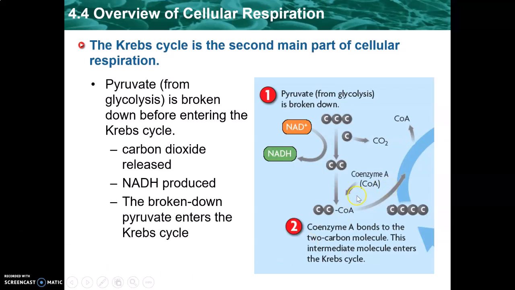So you can see down here, and don't worry about coenzyme A or any of that. I'm not going to ask you those names, but this pyruvate that came in is continually broken down. Now it's in a form that can enter into this Krebs cycle. So we will talk about the Krebs cycle on the next slide.